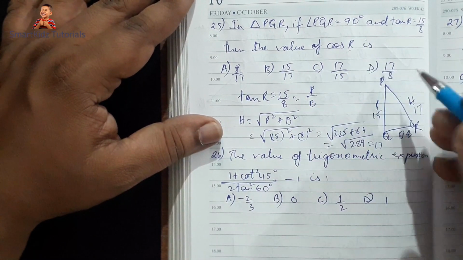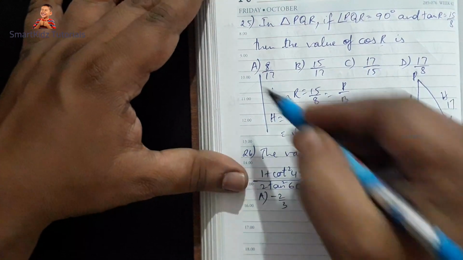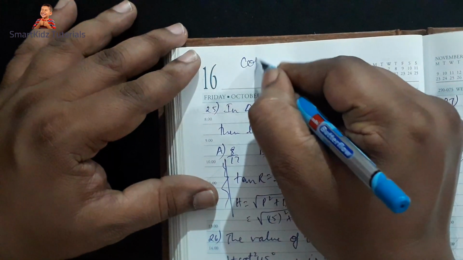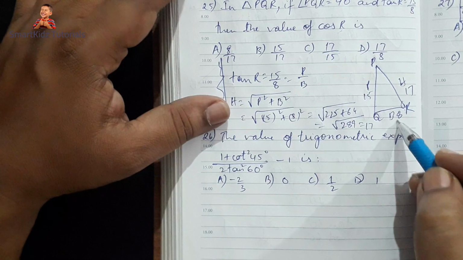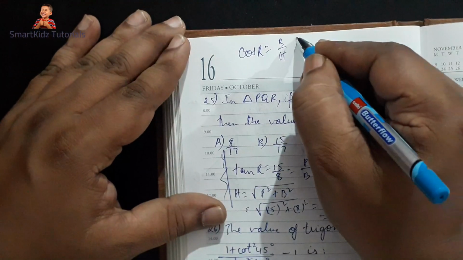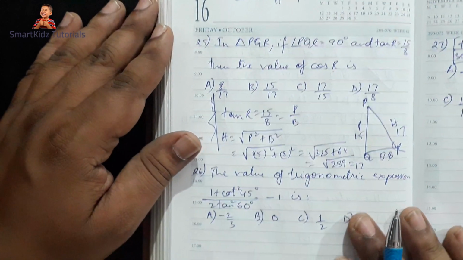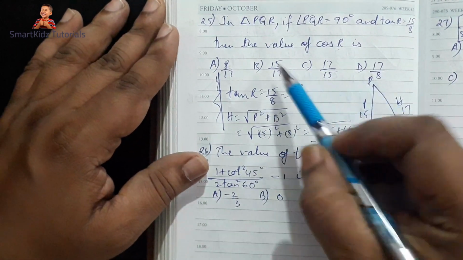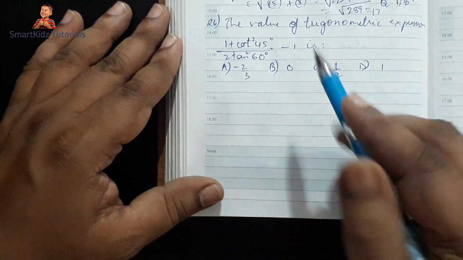So we need to know the value of cos R. Okay, so I'm just going to write it on top over here since we don't have the space. Cos of R will be base upon hypotenuse. So base is 8, hypotenuse 17. So that means 8 upon 17 is our answer, and in that way 8 upon 17 is A. So A is the correct option.